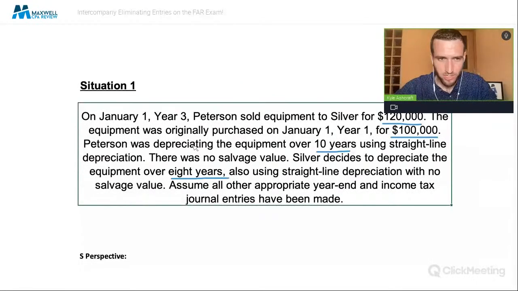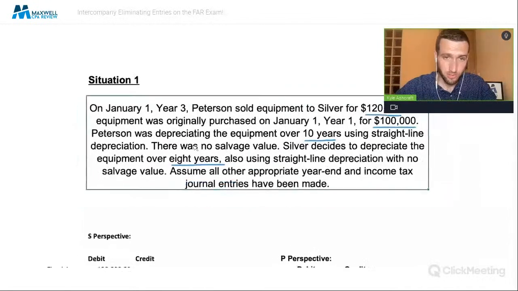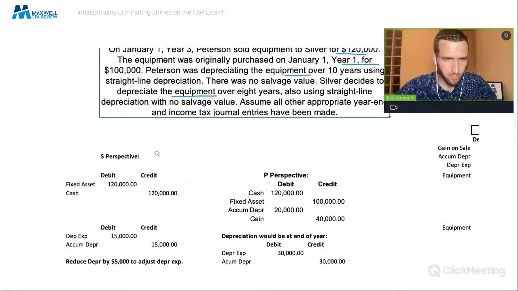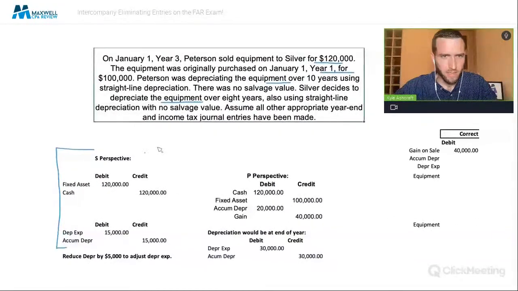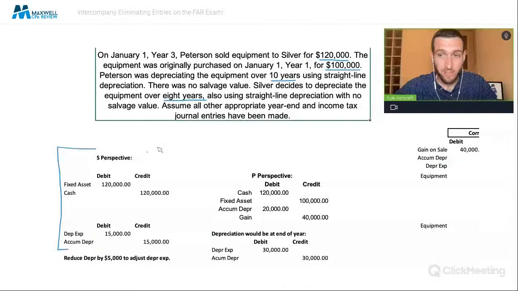First step in all these questions is writing out both of their journal entries, right? So we look down here. The subsidiary is buying this fixed asset for $120,000, and they're paying the cash of $120,000. Then they are going to be depreciating this asset because they own it now, and they're going to do it over 8 years. So they have this depreciation of $15,000, 1/8 of $120,000, and here's the accumulated depreciation.